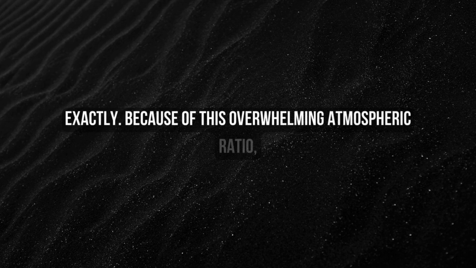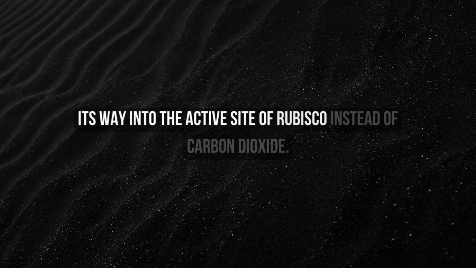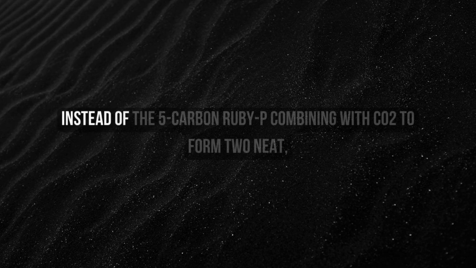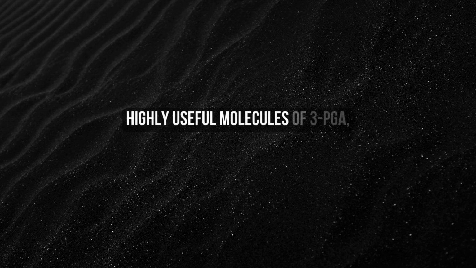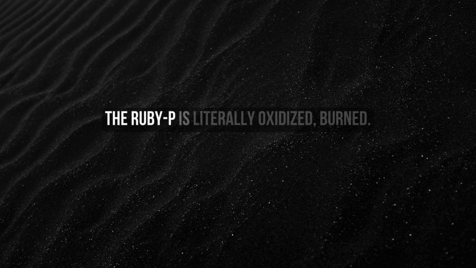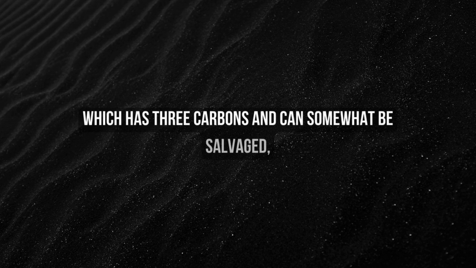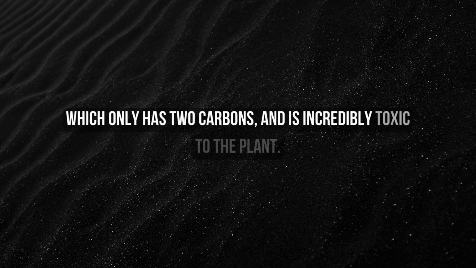Because of this overwhelming atmospheric ratio, in a normal C3 plant, some oxygen inevitably forces its way into the active site of RuBisCO instead of carbon dioxide. And when oxygen binds, the entire assembly line derails spectacularly. Instead of the 5-carbon RuBP combining with CO2 to form two neat, highly useful molecules of 3-PGA, the RuBP is literally oxidized, burned. It is cleaved into one molecule of phosphoglycerate, which has 3 carbons and can somewhat be salvaged, and one molecule of phosphoglycolate, which only has 2 carbons and is incredibly toxic to the plant.